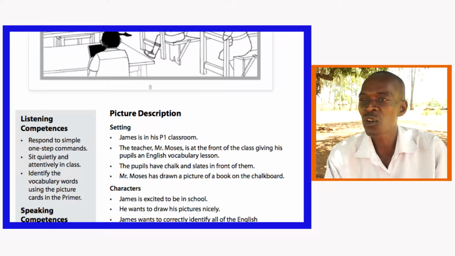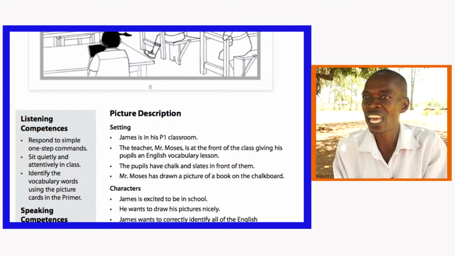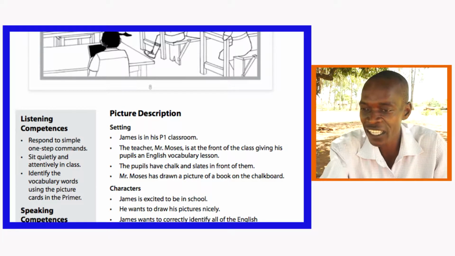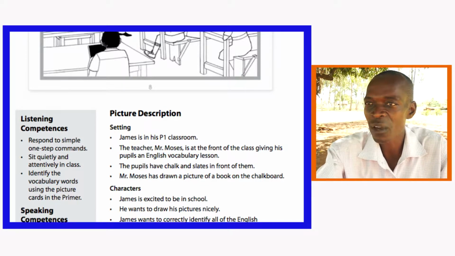The three building blocks are: we have the setting, then we have the character, and then we have the action. So when we as teachers look at those building blocks, it assists us to come up with a very good story. Like when you look at the setting, where the story is, who are those ones there, that is when we come to the character. Who are those ones in the story?